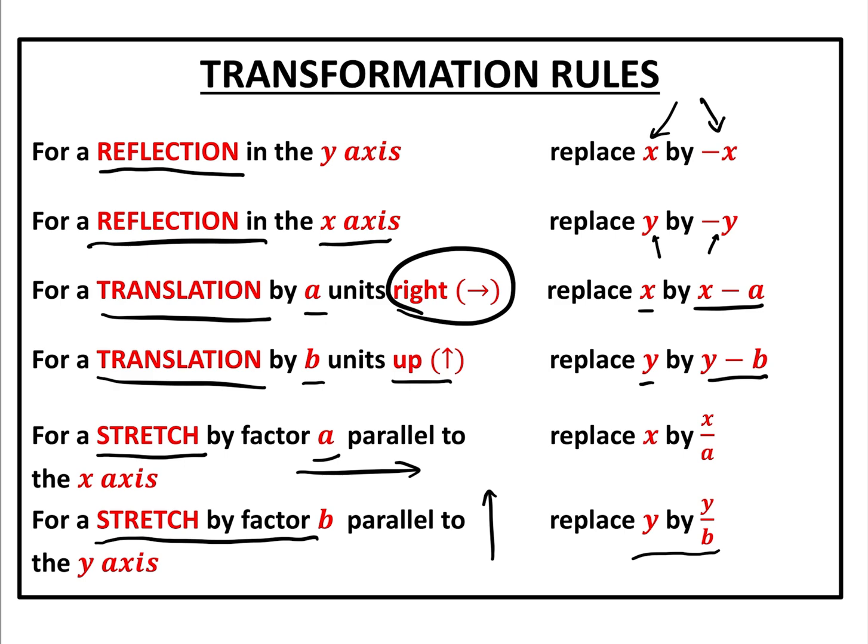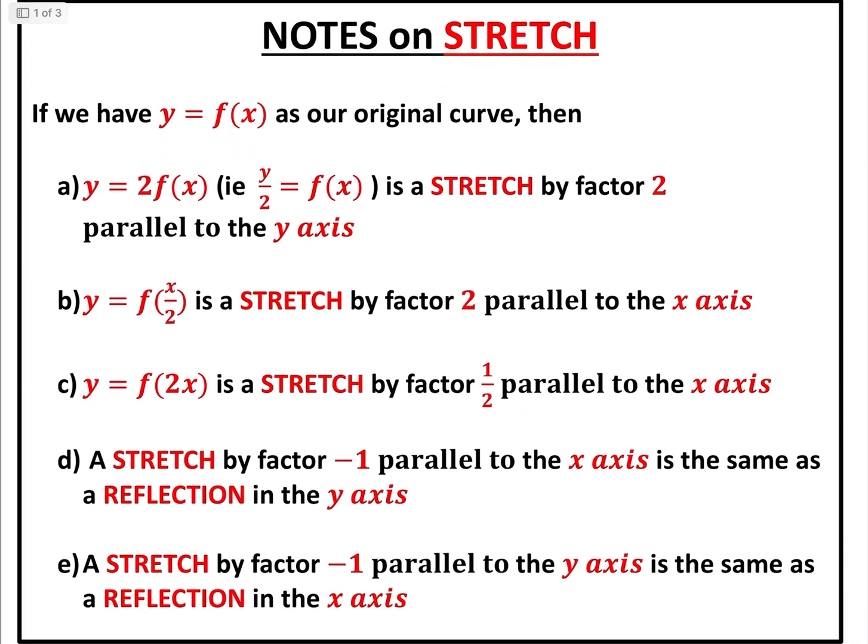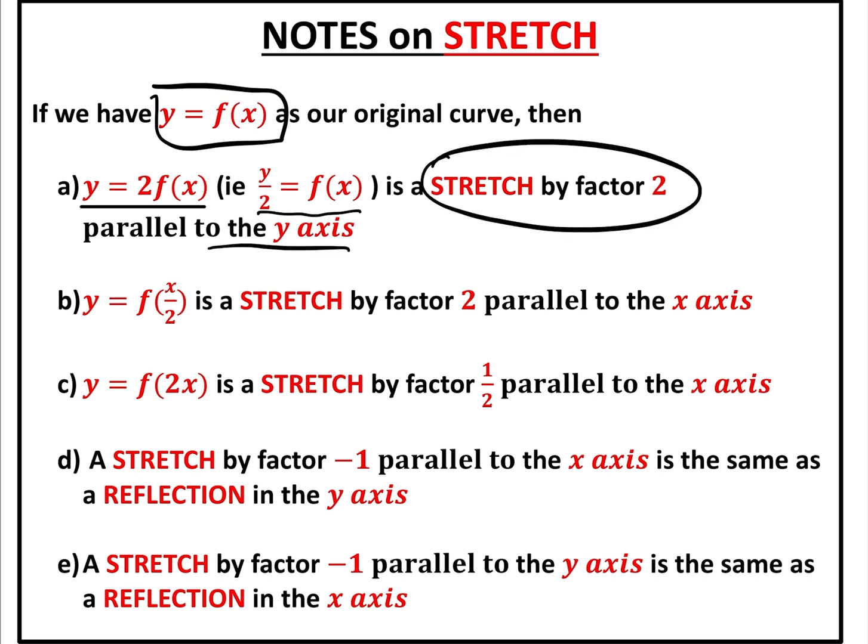Now, before we continue, there is a lot of confusion about stretch, so I just want to put these notes up here. If we have y equals f of x, then y equals 2f of x means the same thing as y over 2 is f of x. That is a stretch by a factor 2 parallel to the y-axis. This is where people always get mixed up. y equals f of x over 2 is a stretch by a factor 2 parallel to the x-axis, and y equals f of 2x is a stretch by a factor half, or a compression, if you like, by 2 parallel to the x-axis.